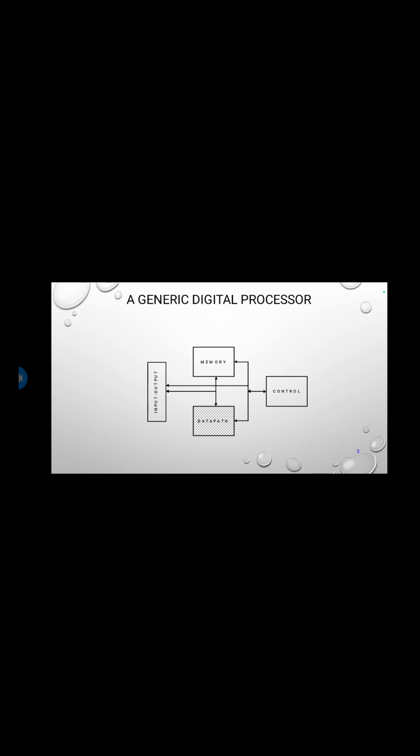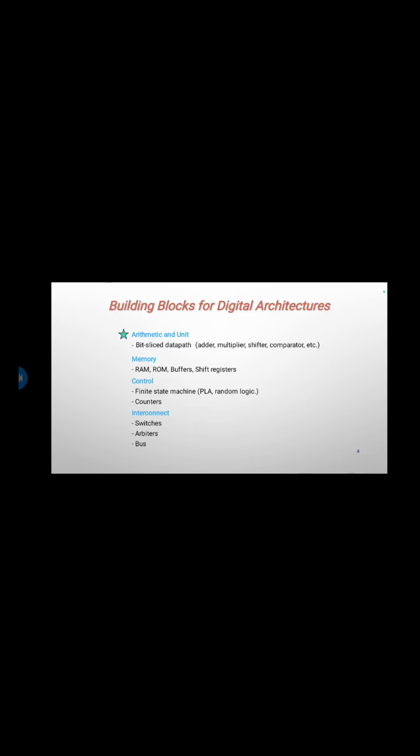So here you can see the digital processor. It consists of the input, output, memory, control and the data path. These are the building blocks of the digital architectures: one is arithmetic unit, memory, control and interconnect.